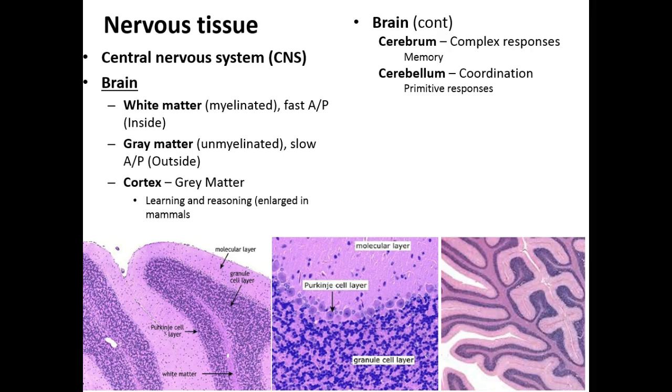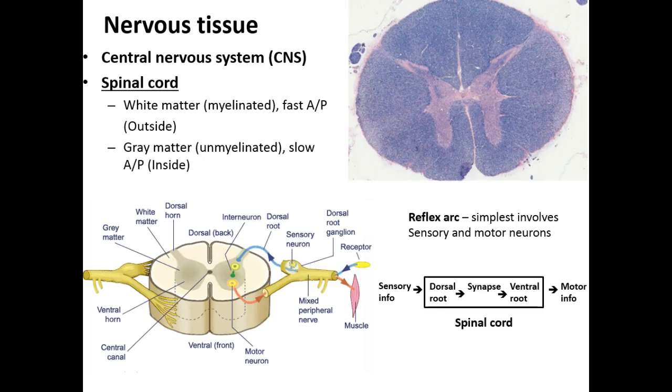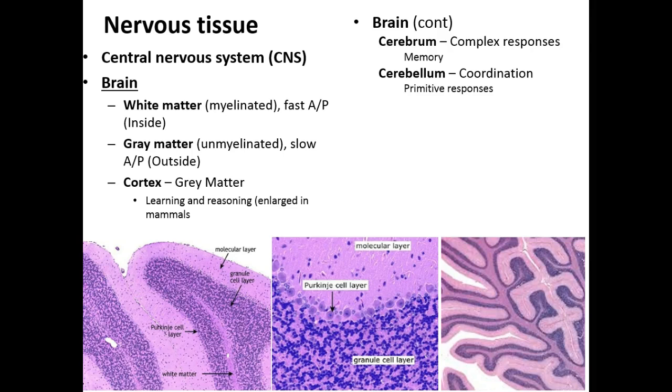All right, so I'm going to just go back here. Gray matter inside here, white matter outside. Now it's switched. So white matter inside, gray matter outside. Your brain is separated into a couple of cortices, and those cortices are made of gray matter, and they're responsible for learning and reasoning.